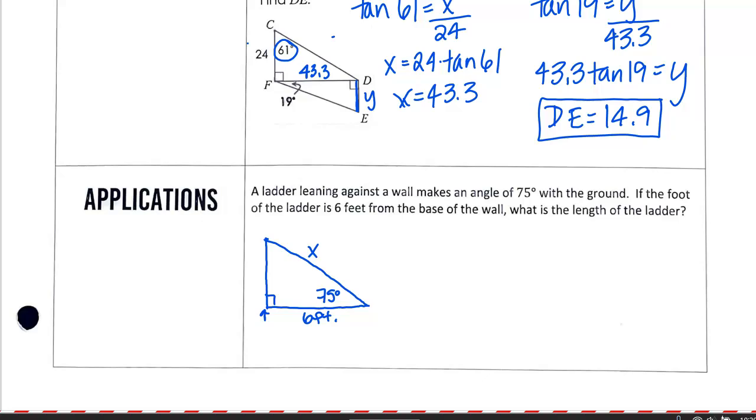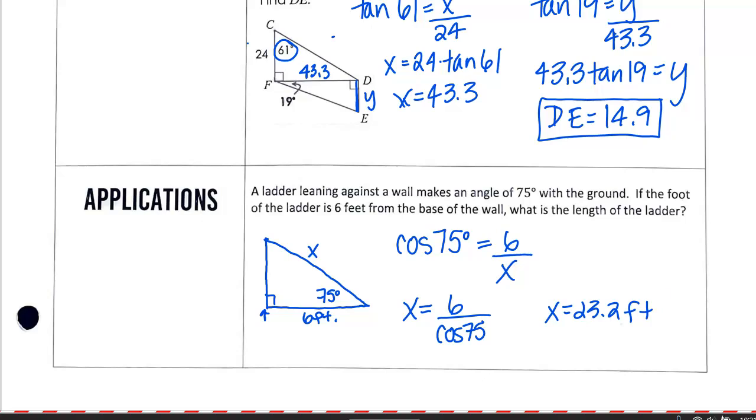Let's see what we're going to use to solve it. So you can see we were given the side that's adjacent to our angle, and we were given the hypotenuse, which means we're going to use cosine. So cosine of 75 degrees is equal to the adjacent over the hypotenuse. And now we can solve. X is 6 over cosine of 75 degrees. We plug that into our calculator, and we get that ladder is 23.2 feet. And yes, you must include your unit of measurement.